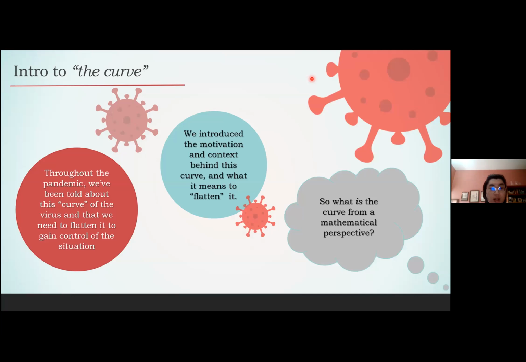Next slide. So throughout the pandemic, we've been told about this curve of the virus that we need to flatten to gain control of the situation. And from the slides before this, we've seen just how important it is to get this effect into place in our country. And so what is this curve when we actually look at it from a mathematical perspective?